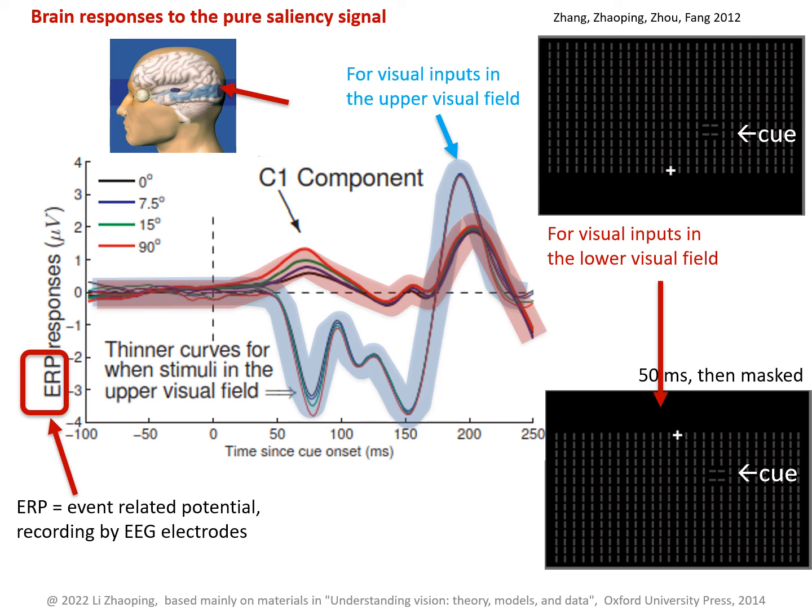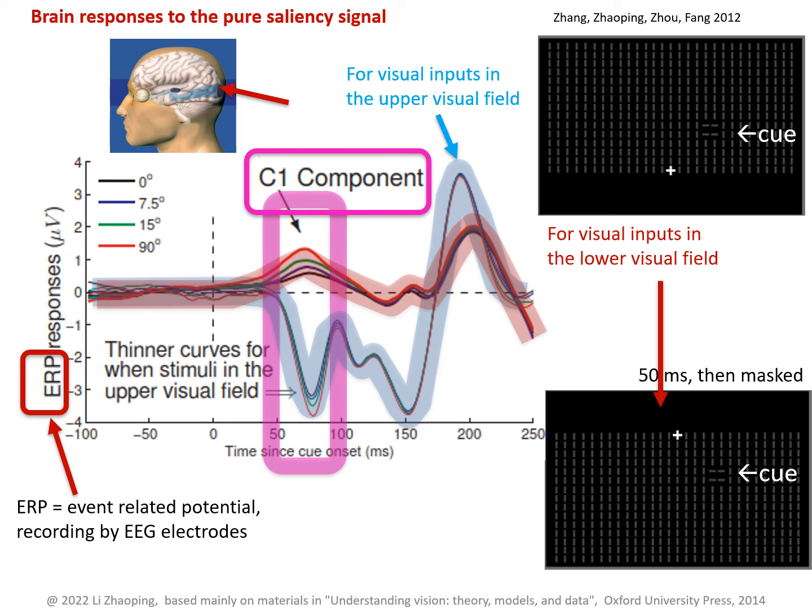this one. And in this time window, the responses change sign from being positive to being negative, when the lower visual field becomes the upper visual field. And such a response during this time window is called the C1 component. And its polarity change with such a visual field change is consistent with the idea that these responses come from V1 neurons. And this polarity change is caused by a particular spatial folding of V1 cortical surface in the scalp.